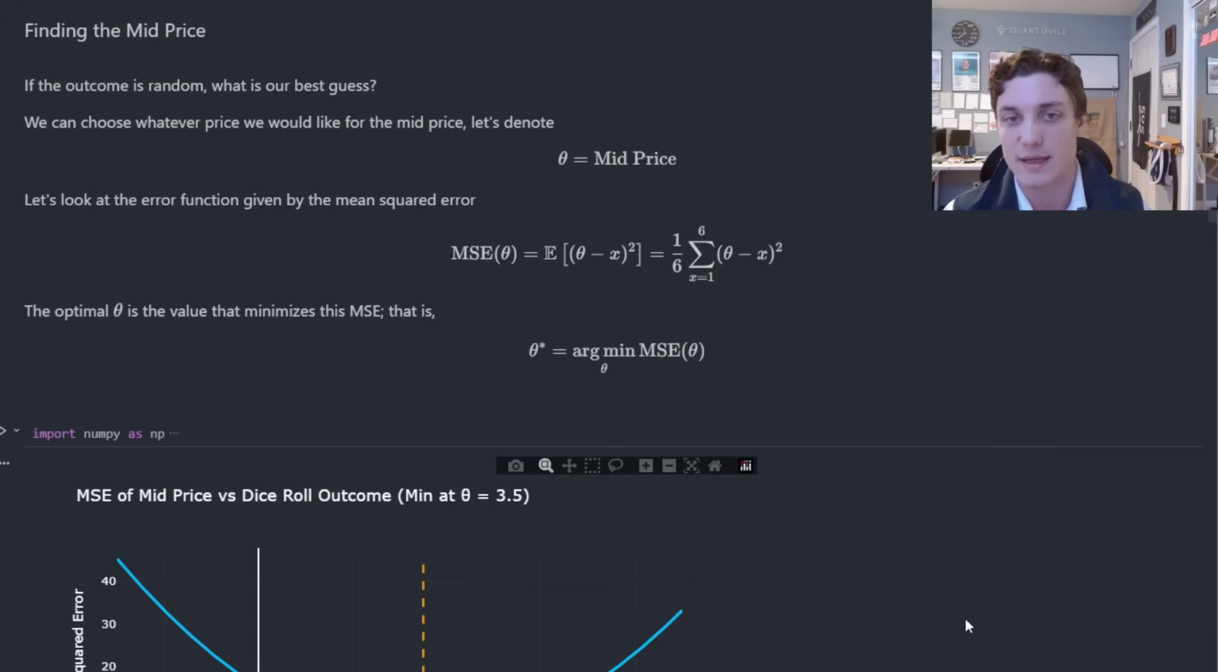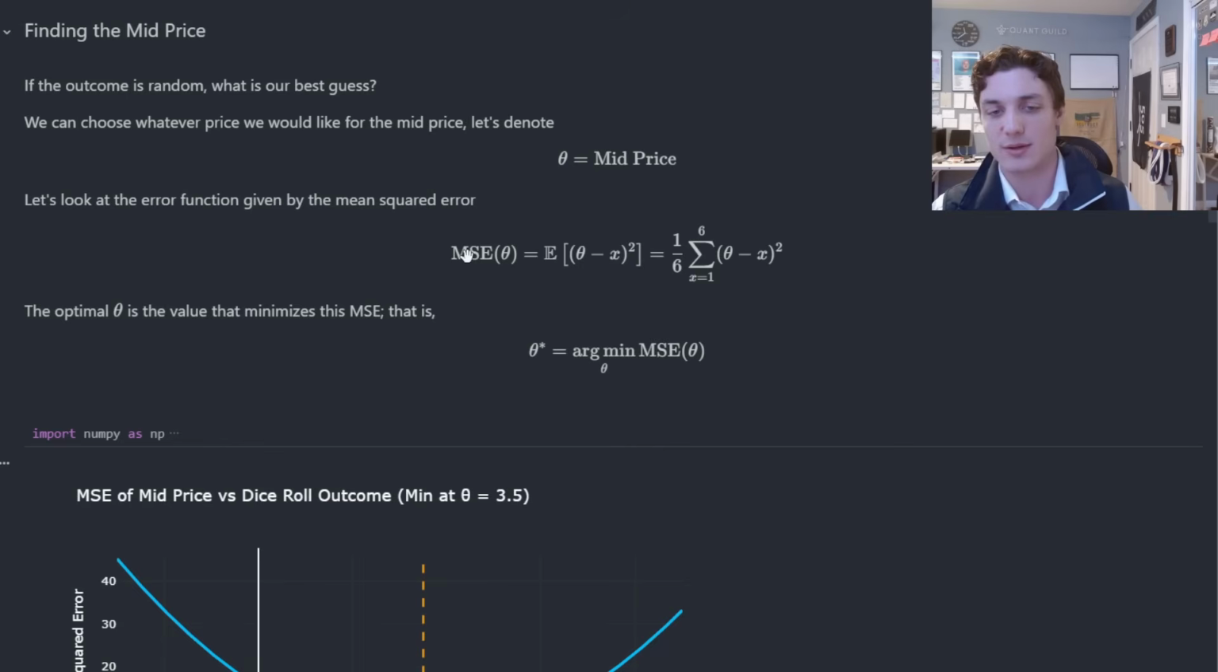In the context of our dice market, I'm going to ask a simple question. What is our best guess for the outcome of our dice roll? Let's make that our mid price. I'm going to call it theta. And what I'm going to do is look at this error function, the mean squared error, and that's going to tell me how effective my guess theta is. And what this then turns into is a minimization problem.